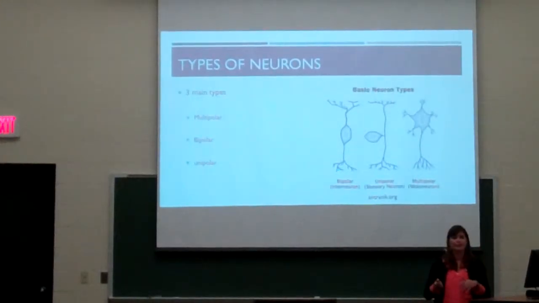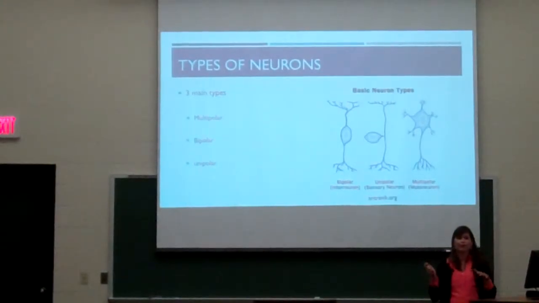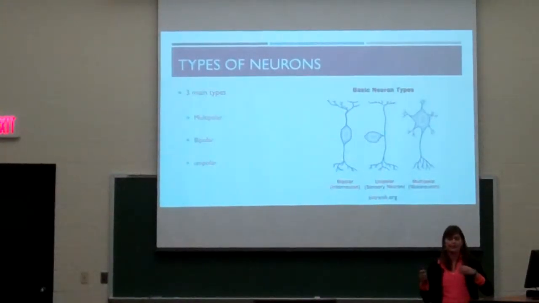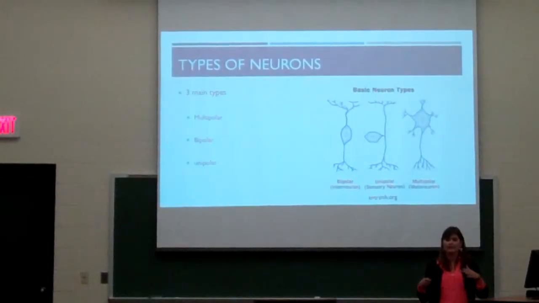Okay, so there's three main types of neurons. There's the multipolar. You can have three or more dendrites, and they're a motor neuron, so they're able to receive information from the central nervous system and send it to the muscles and glands to react. And then there's the bipolar. It is an interneuron. It has one dendrite, one axon, and it's kind of the middleman between the sensory neurons and the motor neurons.